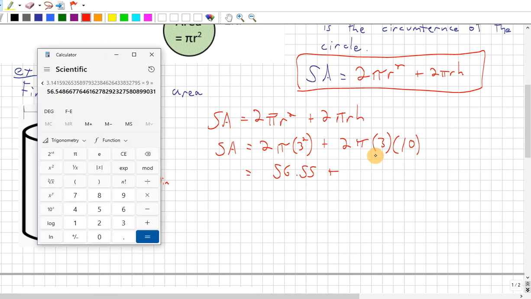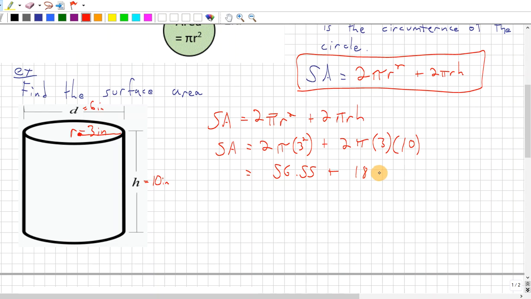Plus, the next piece is 2 times pi times 3 times 10, which is 188. You know what? I'm going to write that one down. Now, if I round this to the nearest hundredth, it's going to bump that 9 up to a 0 because the number next to it is a 5. 5 or greater bumps it up. So that becomes a 0, which bumps that up to a 5. So I get 188.50.